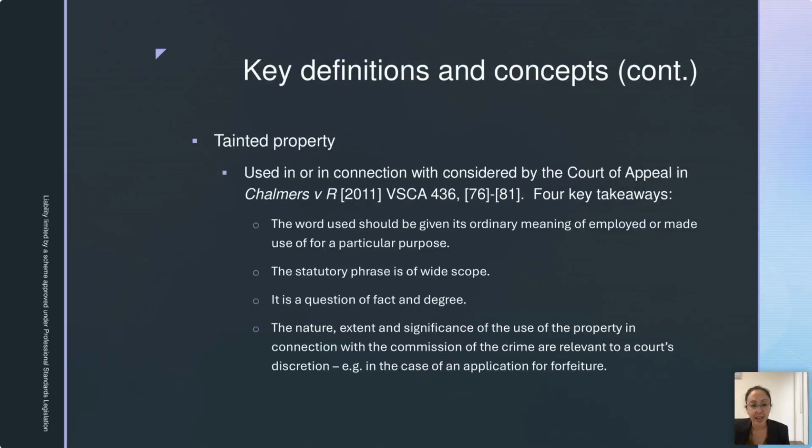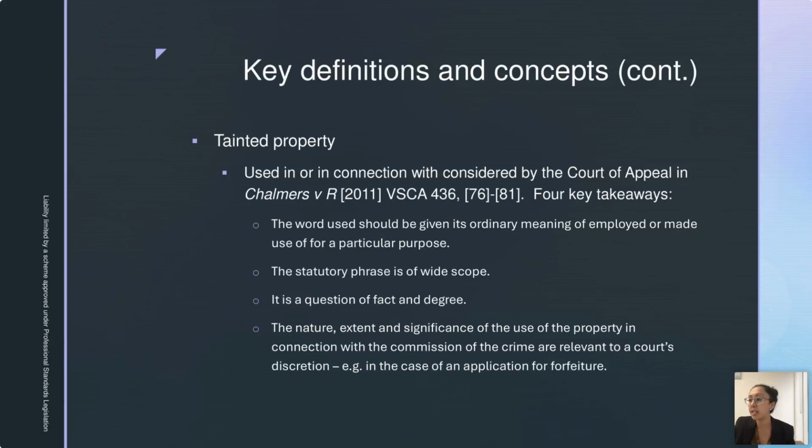Tainted property, another concept. Tainted property relates to, and I'll read out the definition. So all the definitions are generally in Section 3 of the Act, and I'm just picking out some key terms. But tainted property has two definitions. It depends if it's civil forfeiture or not.